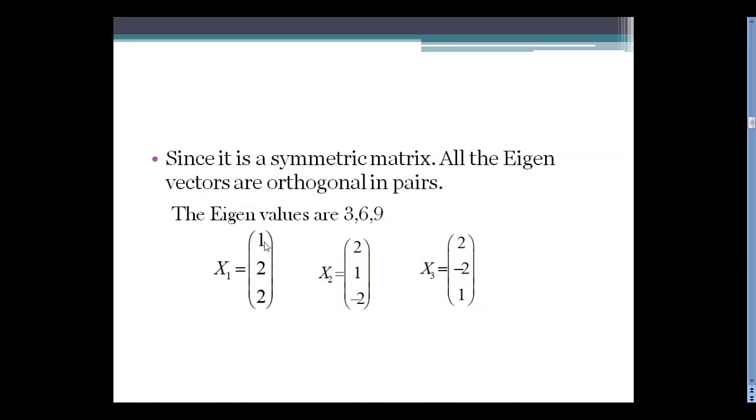You can check here: 1 into 2 is 2, 2 into 1 is 2, 2 into minus 2 is minus 4. Adding all, 2 plus 2 minus 4 equals 0. So orthogonal in pairs means X1 transpose into X2 must be 0, X2 transpose into X3 equal to 0, then X3 transpose into X1 equal to 0. So for a symmetric matrix the eigenvectors have to satisfy the orthogonal condition. Finally we write the result: the eigenvalues are 3, 6, 9 with corresponding eigenvectors X1, X2 and X3.